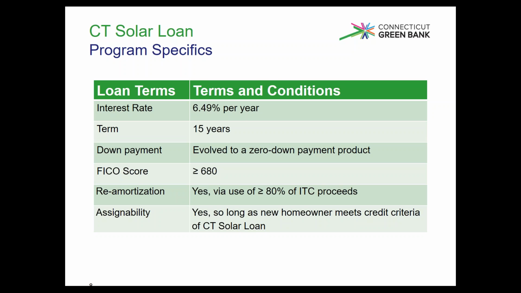The reamortization provision, for those who aren't knowledgeable about that term, is basically just the idea that you can change your monthly payments if you pay down some of the loan using investment tax credit dollars. And certainly plenty of our borrowers, we found, really love that provision. And then one of the things, whether it's a PPA or a loan, that homeowners always care about is, if I'm not in my home for 20 years, what happens? And so the assignability is important.